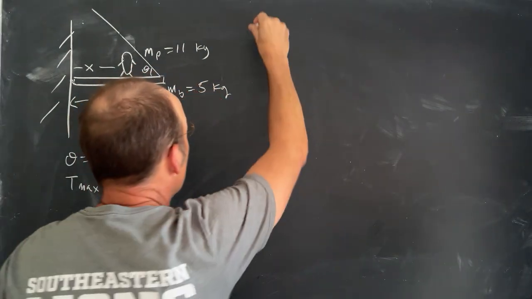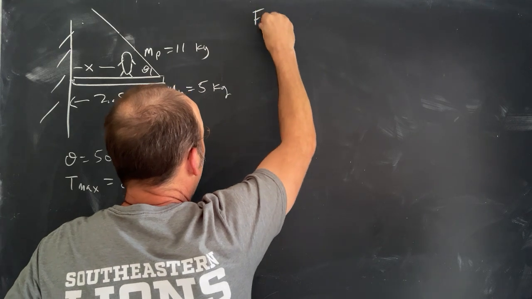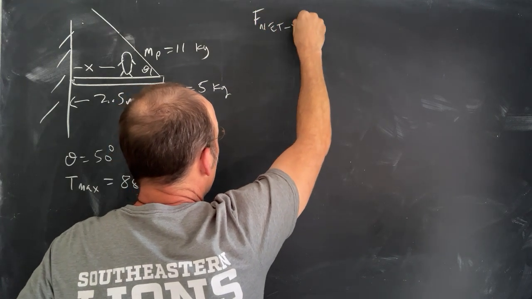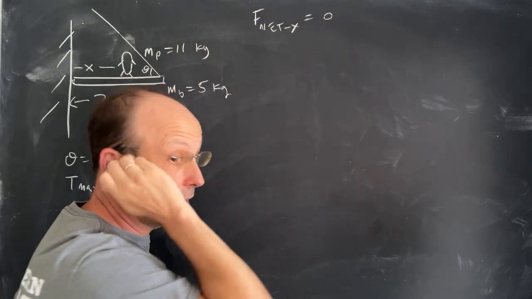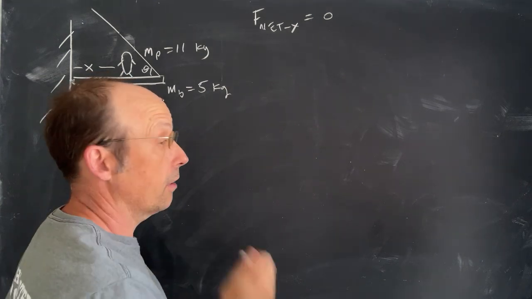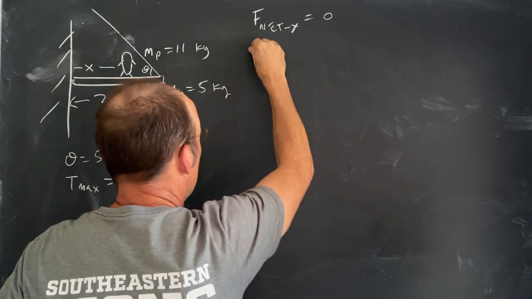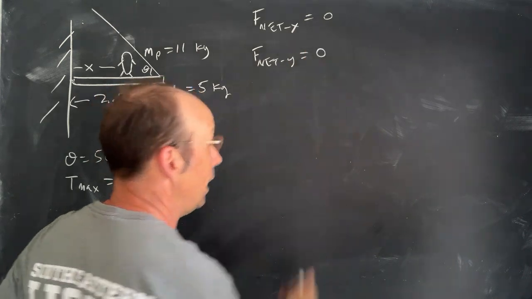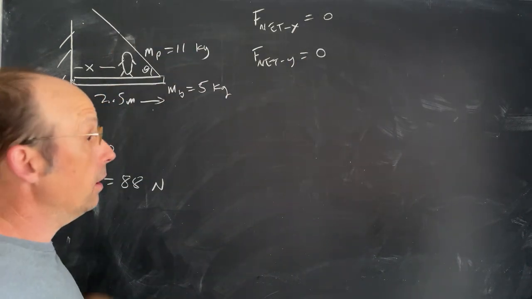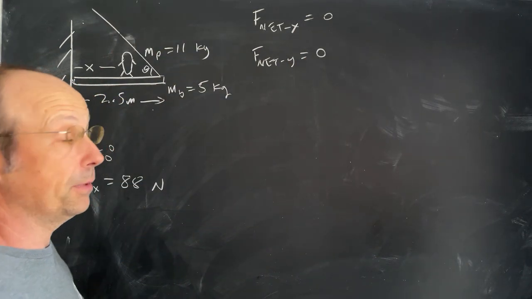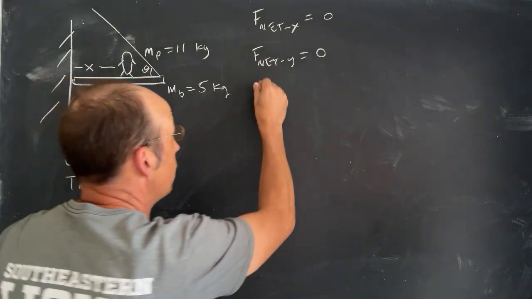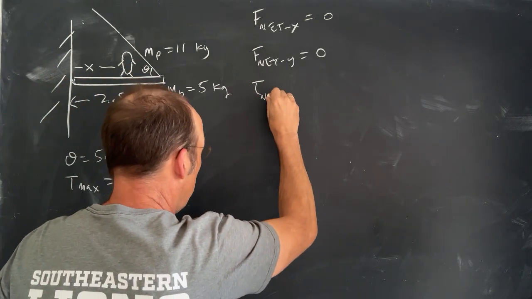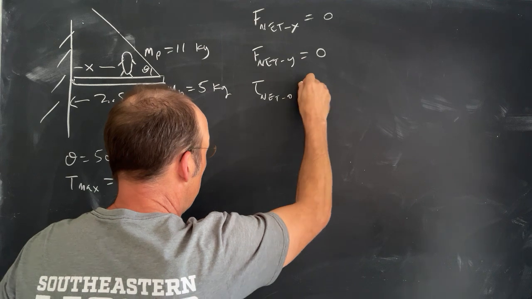The three things that are true are F net in the x direction is 0. That's because the acceleration in the x direction is 0, so the net force in the x direction is 0. F net in the y direction is 0. Again, if it's not accelerating up or down, the acceleration has to be 0, so the net force has to be 0. And finally, the rotational equilibrium part, torque net about O equals 0.